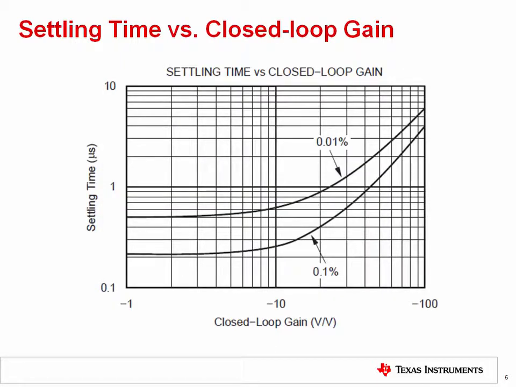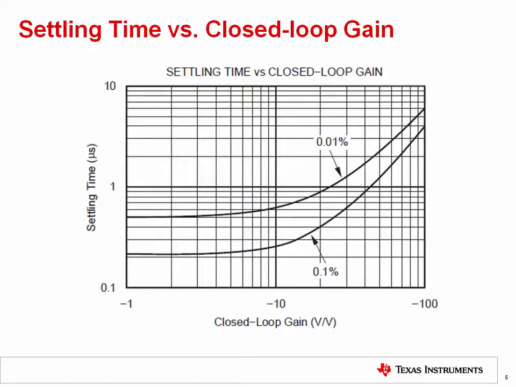In many op-amp datasheets, the settling time versus closed loop gain is given as a plot such as the one shown here. Again, settling time is longer for a tight error band, for example 0.01% compared to 0.1%. This should make intuitive sense. Settling time also increases as gain increases.